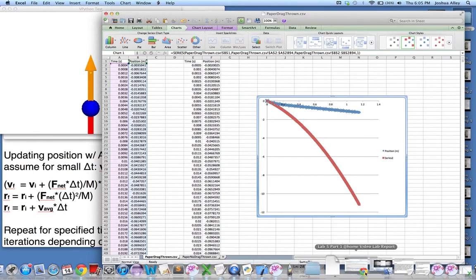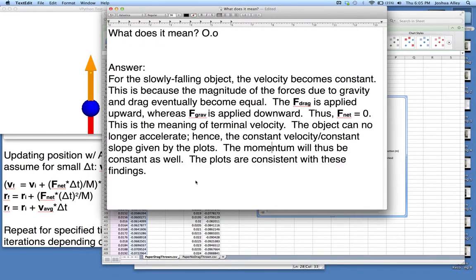So to answer what that means, you can see that for the slowly falling object, the velocity becomes constant. This is because the magnitude of the force due to gravity and drag eventually become equal for the slowly falling object. The force of drag is applied upward, whereas the force of gravity is applied downward, thus F net equals 0. That is the meaning of terminal velocity. The object can no longer accelerate. Hence, the constant velocity, thus constant slope, is given by the plots. The momentum will thus be constant as well, and the plots, along with the observation, are consistent with these findings.